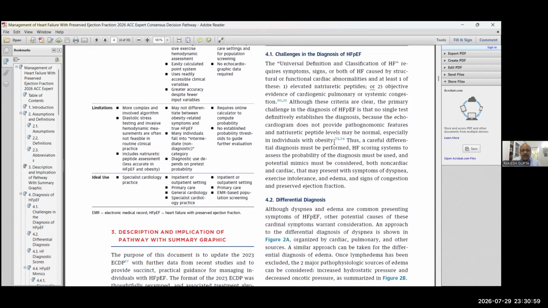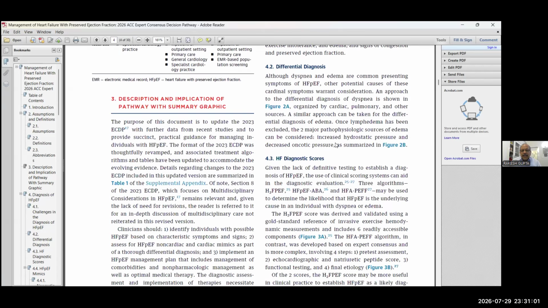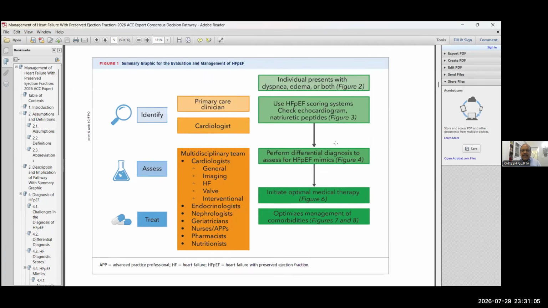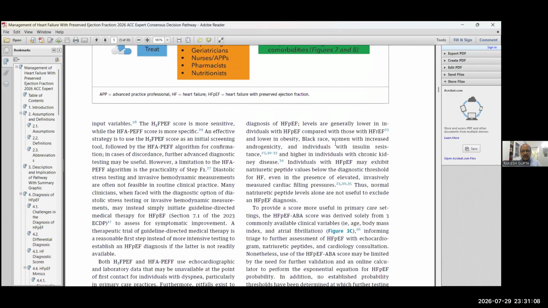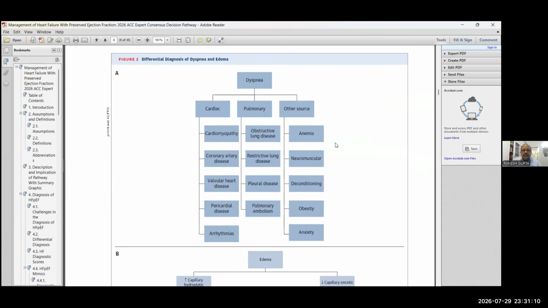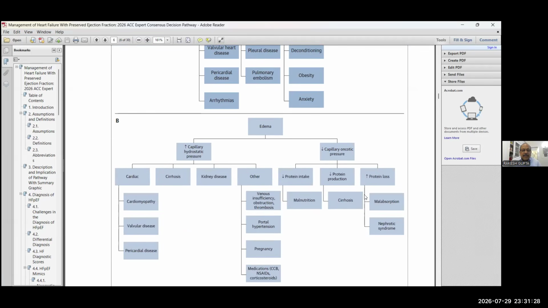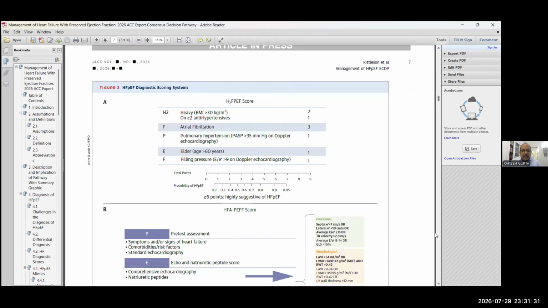And the next important thing is a clinical syndrome. So you have to have a diagnostic scoring of these heart failure patients. So what is a diagnostic scoring? There are two diagnostic scores: one for patients presenting with dyspnea and one for patients presenting with edema. So cardiac causes of dyspnea, many of them, you have to exclude. Pulmonary, separate. Other sources like anemia, neuromuscular, deconditioning, obesity, anxiety. Same is for edema. And then you go for scoring of these people.